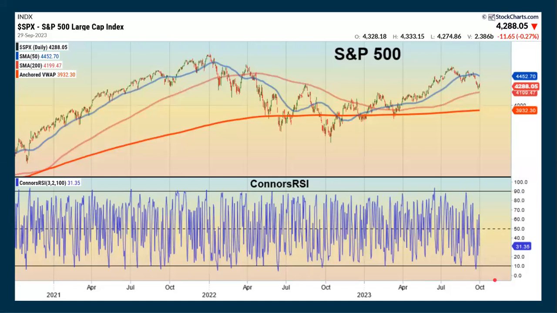Then the Connors RSI, which is like a regular RSI, where we look for extreme positive or negative readings. This is a bit more spastic, but we don't get that many extreme readings. We got one right near the latter part of September, but since then, if we're above the midpoint here, that's more positive. Right now, we're below it, so that's more negative.